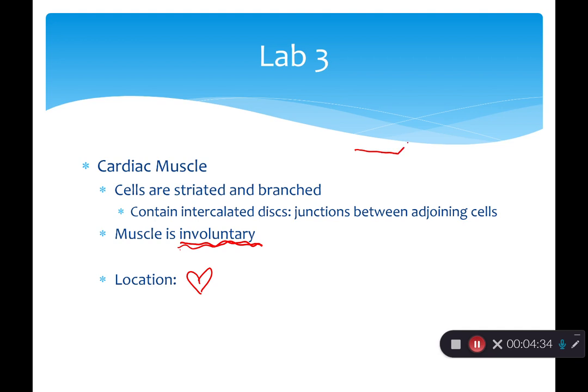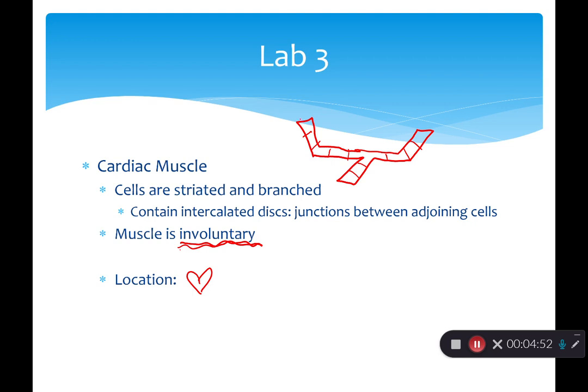The cells are striated, but they're also branched. So they're a little bit different than skeletal muscle cells. They are still striped, but they have branches in them, and skeletal muscle cells do not.